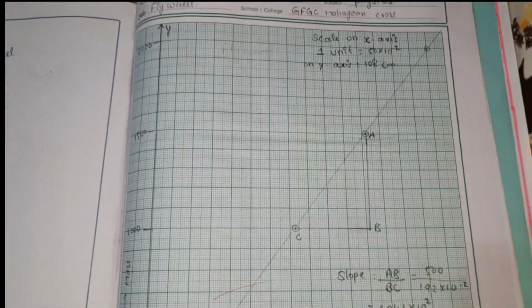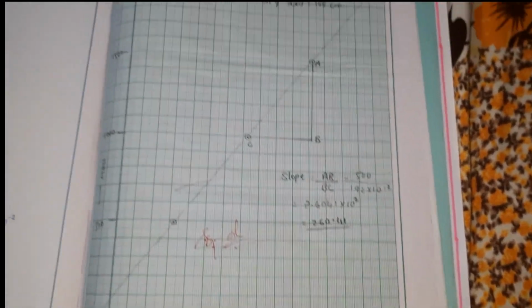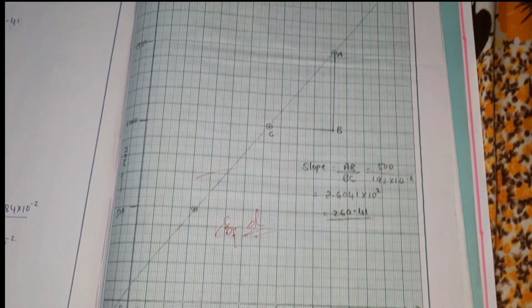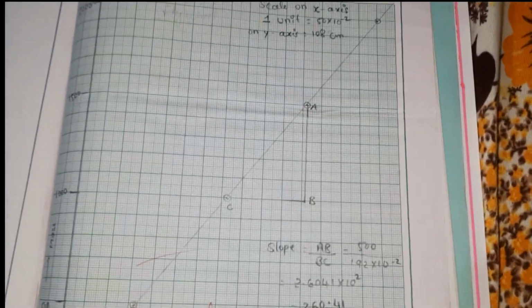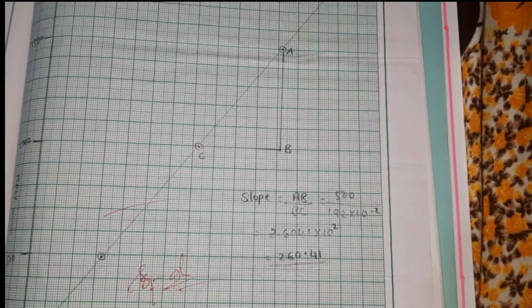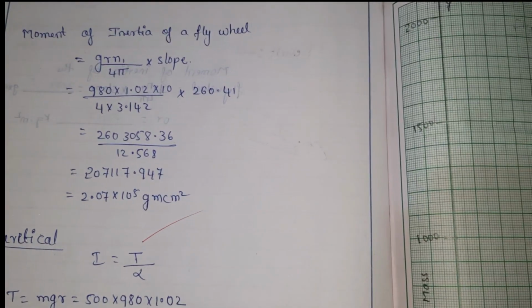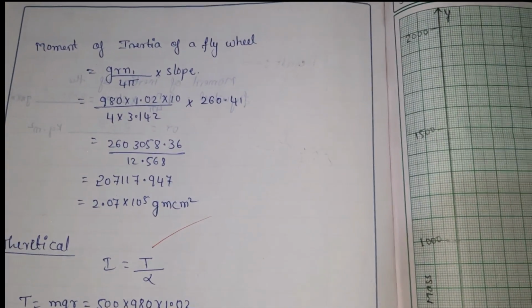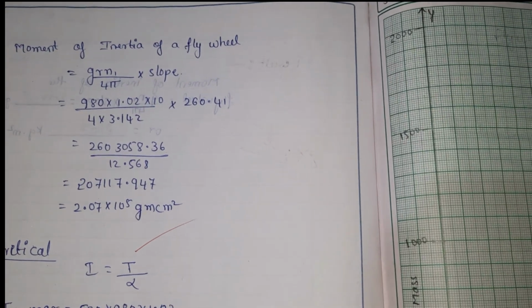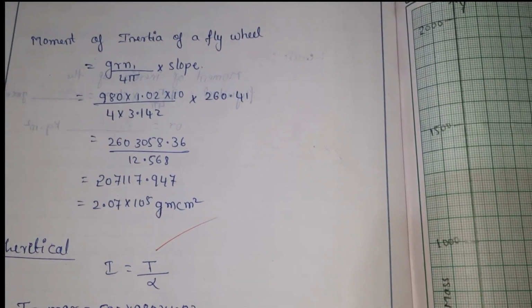So here is the graph of mass versus the ratio of N2 by T2 square. You can plot the graph and you will get a straight line, and here they have calculated the slope AB by BC, which they got as about 260.41. Next, after calculating the slope, the moment of inertia of the flywheel is given by the formula g r n1 divided by 4 pi into slope. You have to substitute the values here and you will get the moment of inertia.